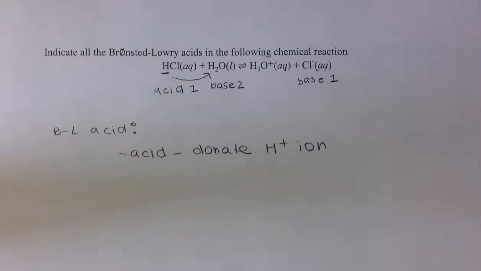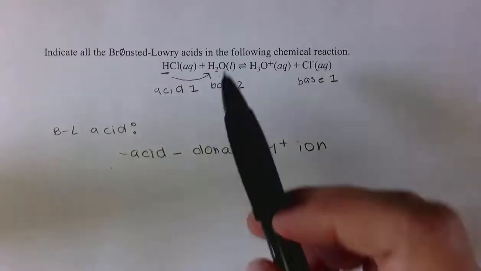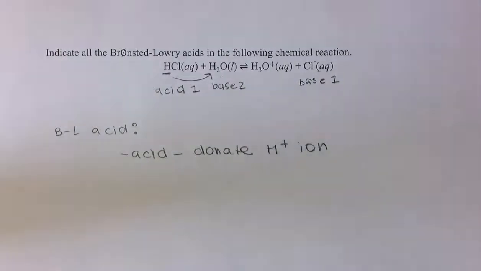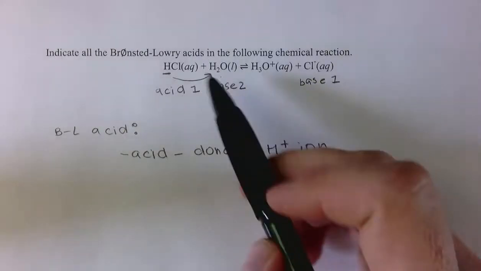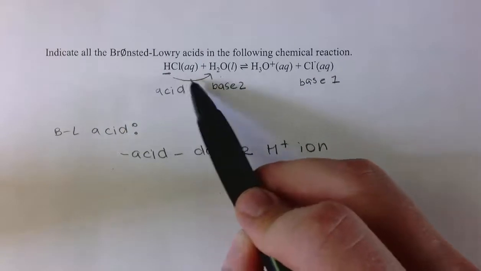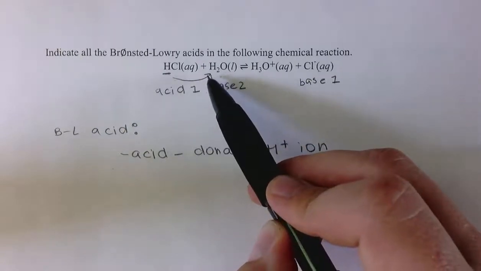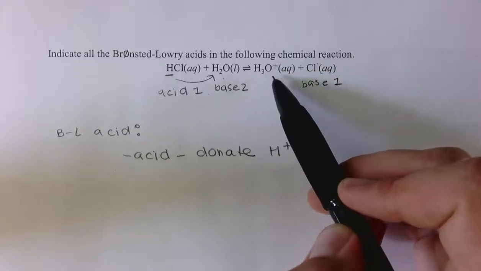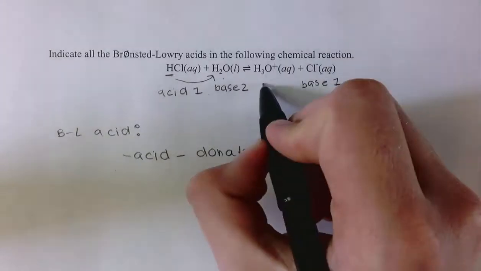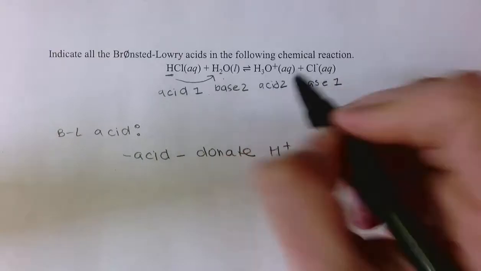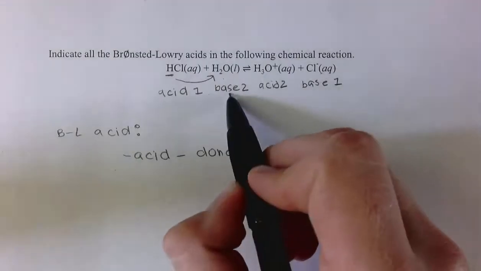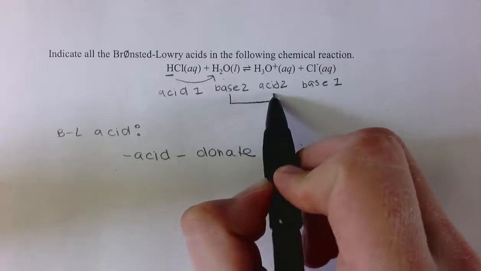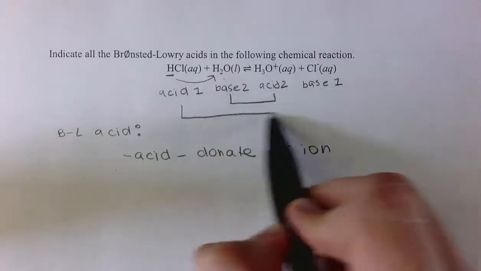And in the same way, our base, which is water, has a conjugate acid, which is formed when our base accepts this hydrogen ion from our hydrochloric acid. And this forms hydronium, which is shown here. So this is our acid 2. And again, this is just to show that these are conjugate pairs and these are conjugate pairs.